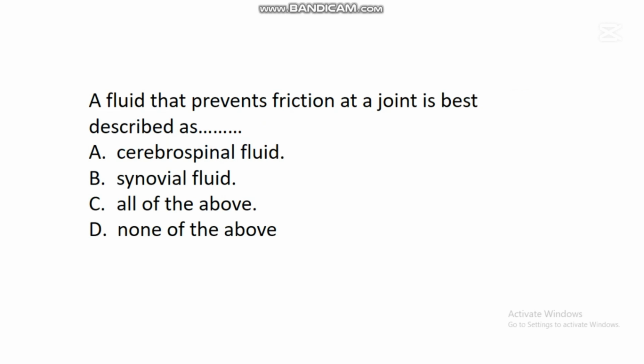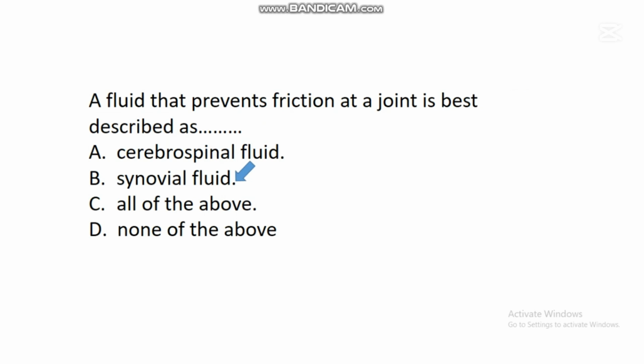The next question says, a fluid that prevents friction at a joint is best described as dash. A. Cerebrospinal fluid. B. Synovial fluid. C. All of the above. D. None of the above. In this question, the correct answer is B.